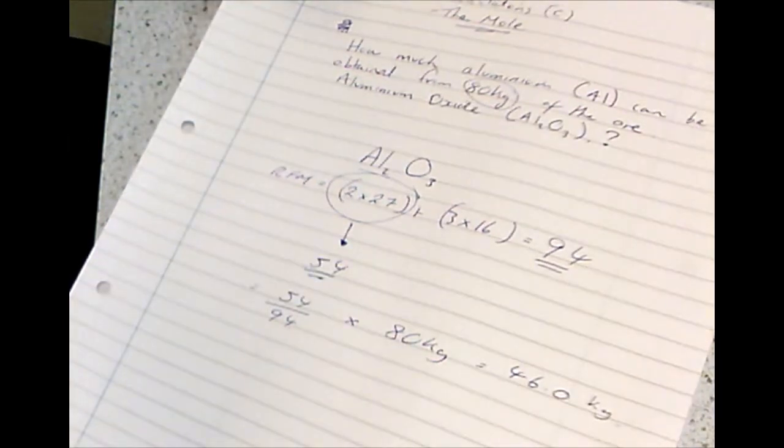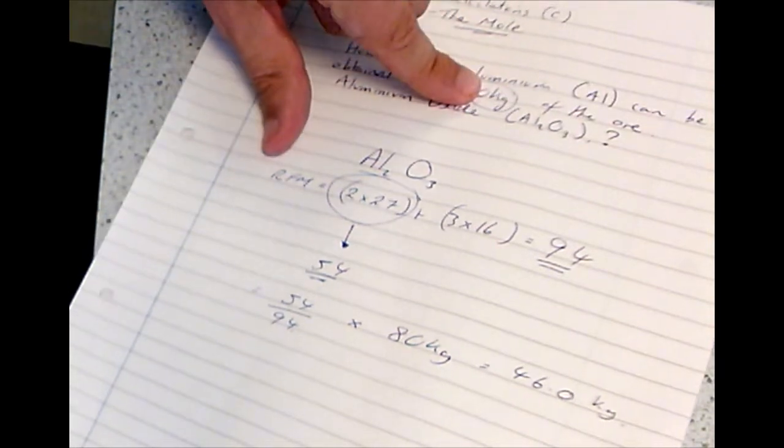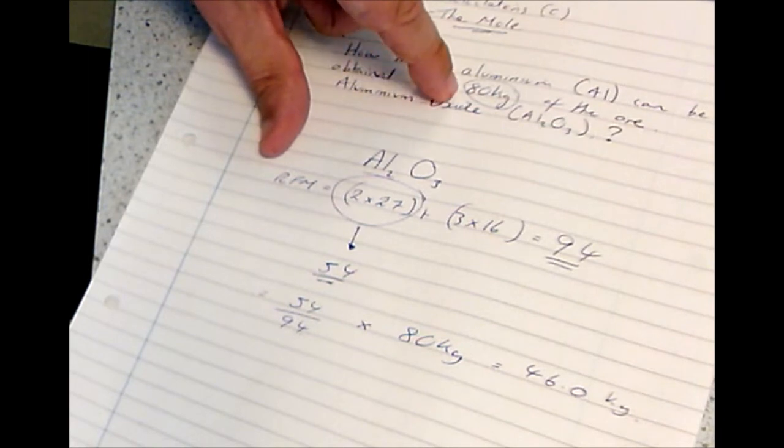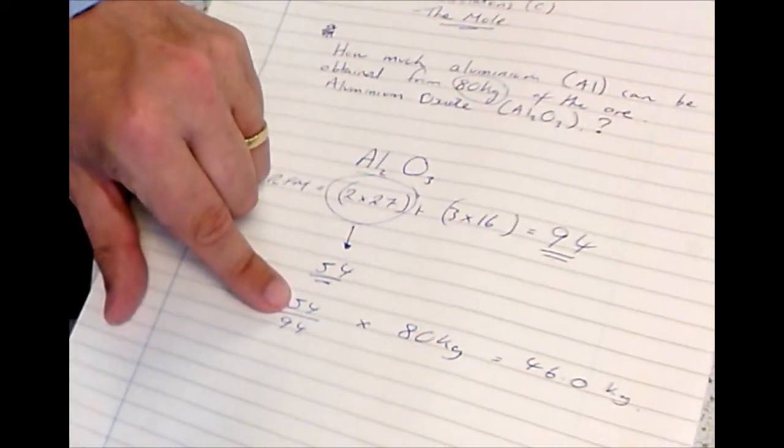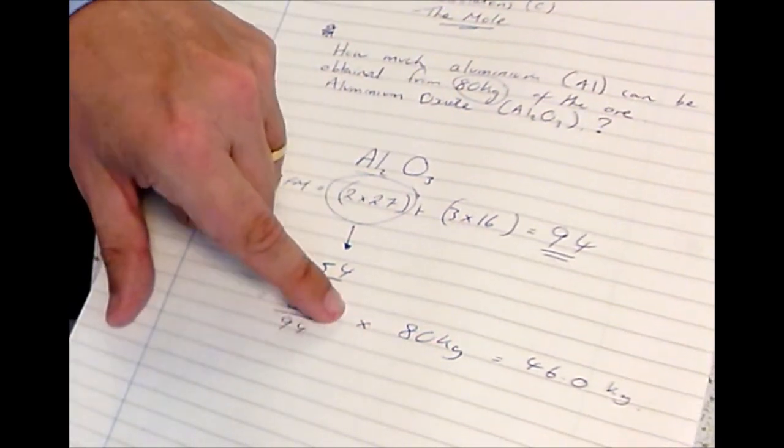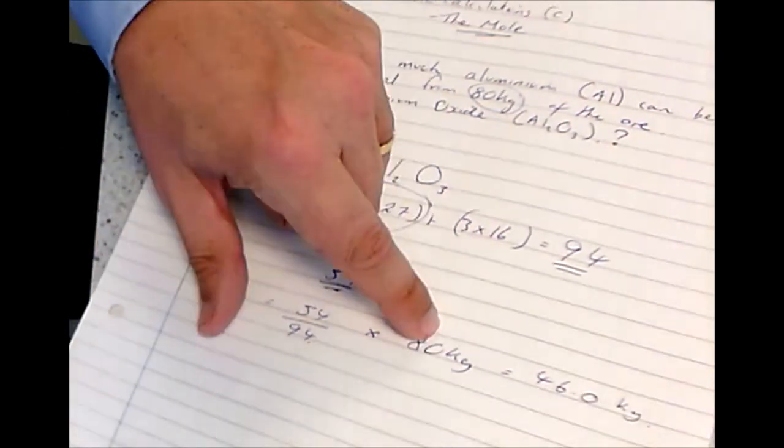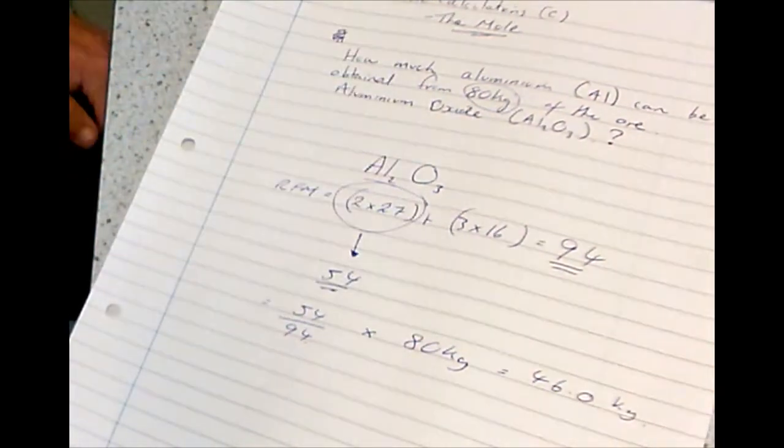So that's how you do those types of calculations. They're not impossible. You just find the fraction of the element present compared to the whole of the RFM, and take that fraction of the original amount, in this case 80 kilograms. You could have done it as a percentage, 54 over 94 times 100, and then found that percentage of 80 kilograms. I just simplified it a bit and got there quicker. So check those ones out.